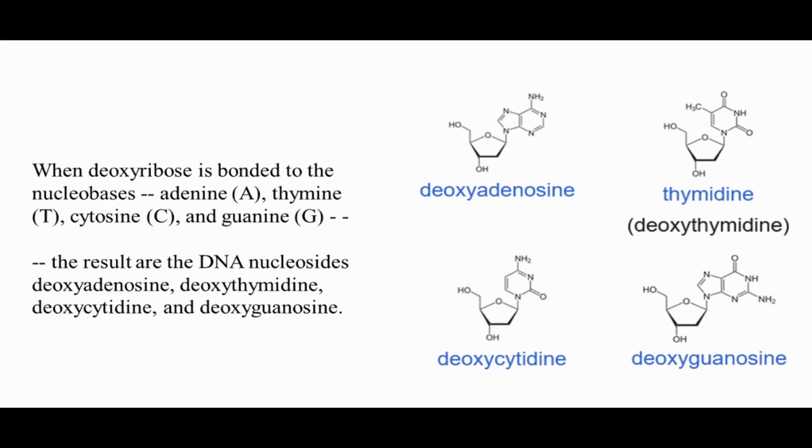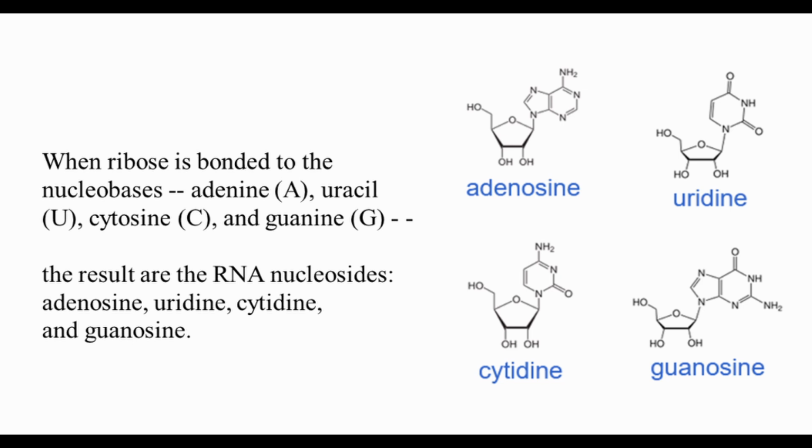When deoxy-ribose is bonded to the nucleobases adenine A, thymine T, cytosine C, and guanine G, the result is the DNA nucleosides deoxyadenosine, deoxythymidine, deoxycytidine, and deoxyguanosine. When ribose is bonded to the nucleobases adenine A, uracil U, cytosine C, and guanine G, the result is the RNA nucleosides adenosine, uridine, cytidine, and guanosine.